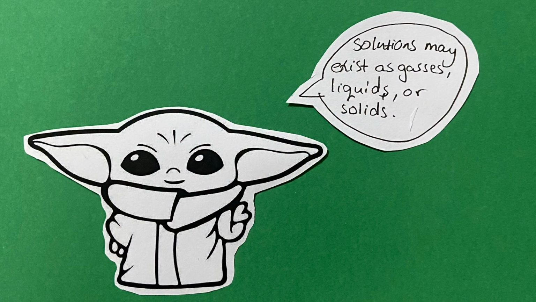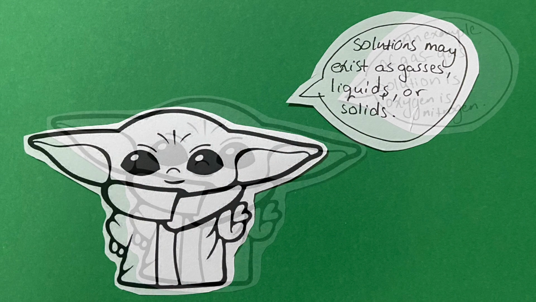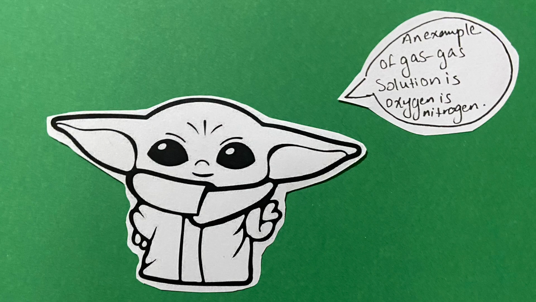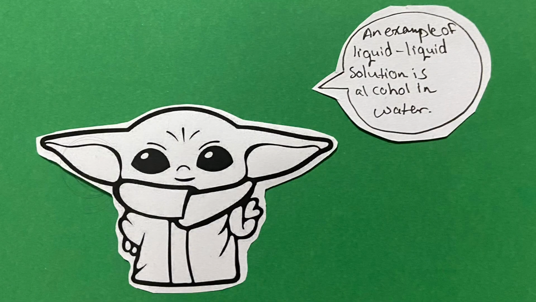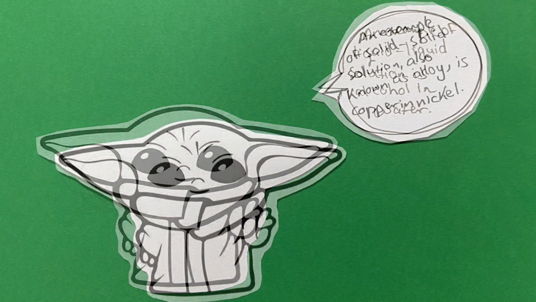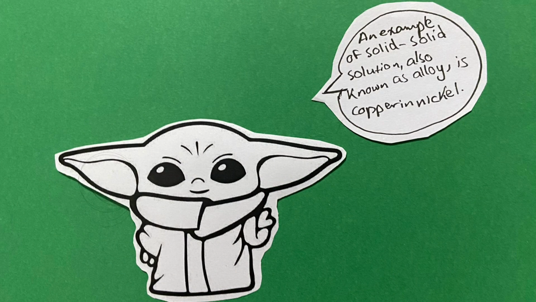Solutions may exist as gases, liquids, or solids. An example of a gas-gas solution is oxygen and nitrogen. An example of a liquid-liquid solution is alcohol and water. An example of a solid-solid solution, also known as an alloy, is copper and nickel.